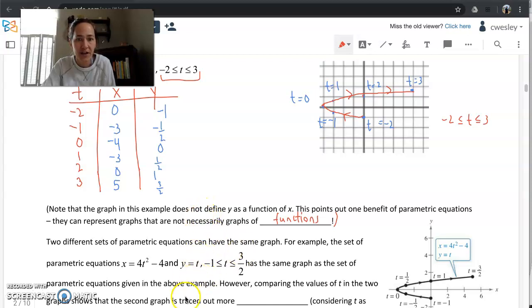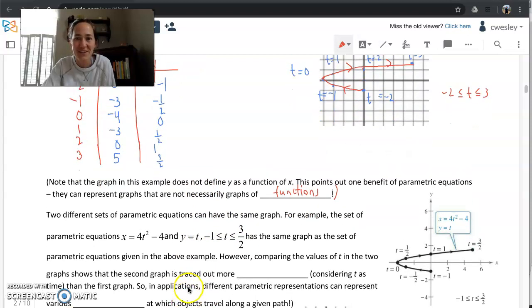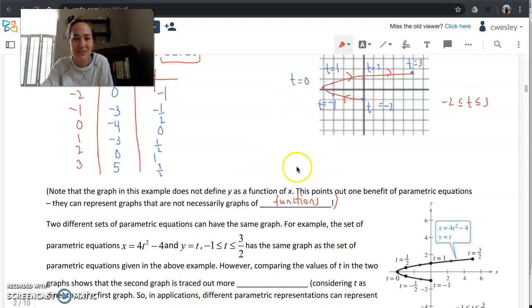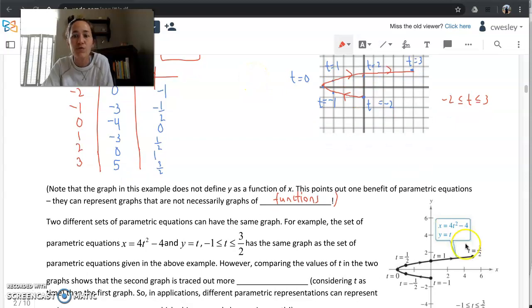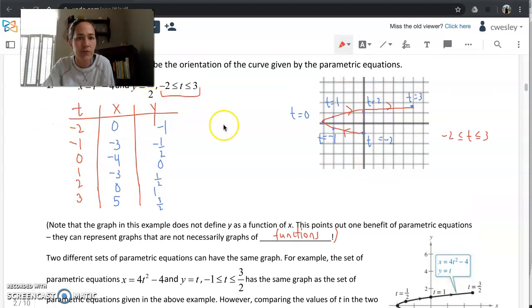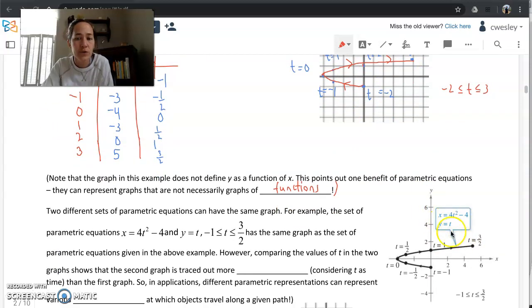Another interesting concept is presented in the middle of the page. I want to see if I can get these two graphs on the same screen. Take a look at this graph. According to these parametric equations that look kind of like the ones that we graphed in example 1 with some slight changes, this one says 4t squared, still has the minus 4 for your x component. And then in our y component for the one we graphed, we had t over 2. This one just has y equals t for the y component of that parametric equation.